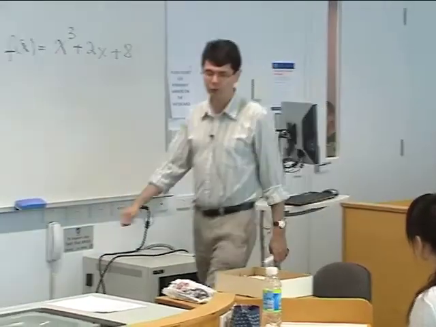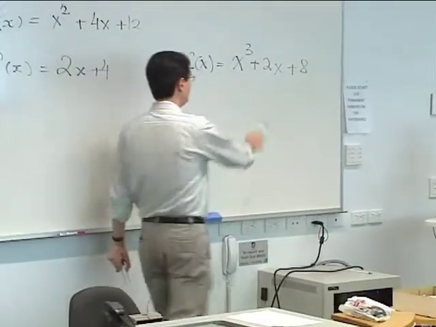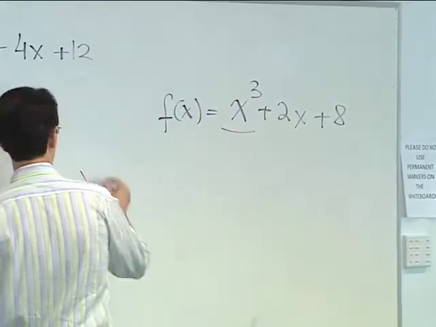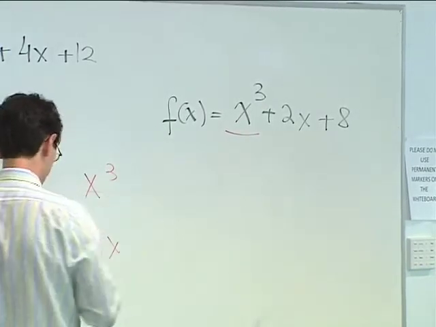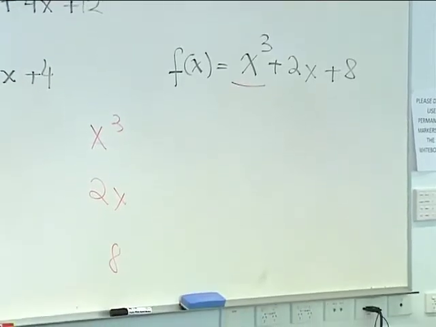What do I mean by built from simpler ones? Take a look at the one on the board. x cubed plus 2x plus 8. It's built from 3 guys: x cubed, 2x, and 8. Built by adding in this case.